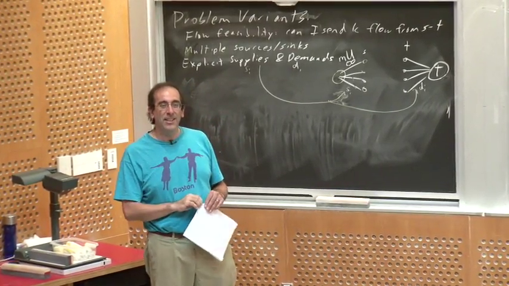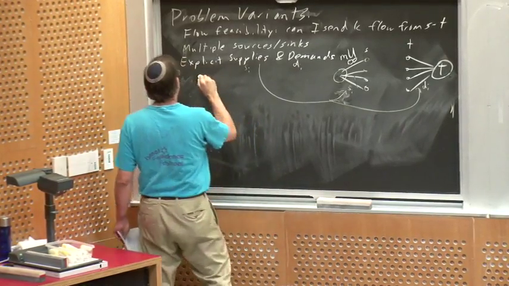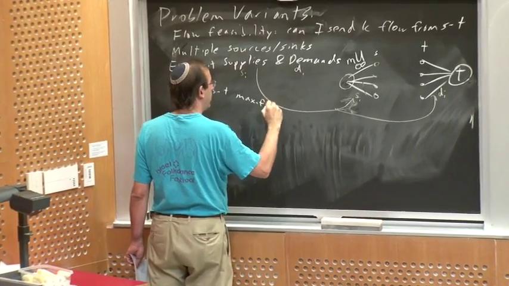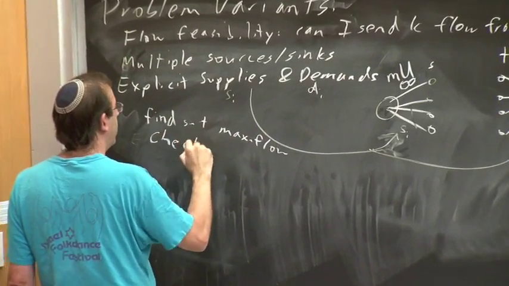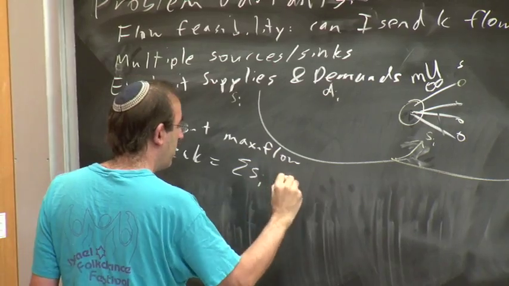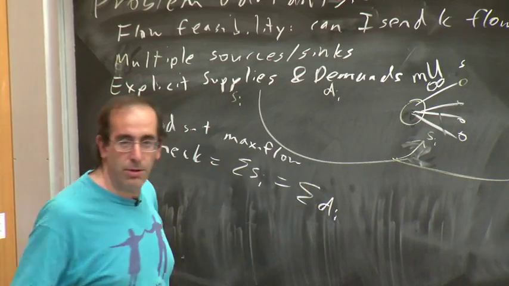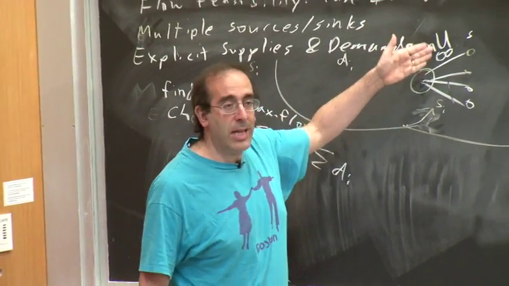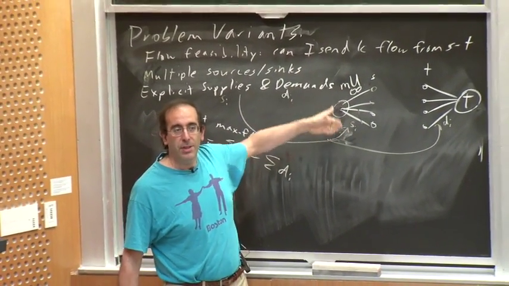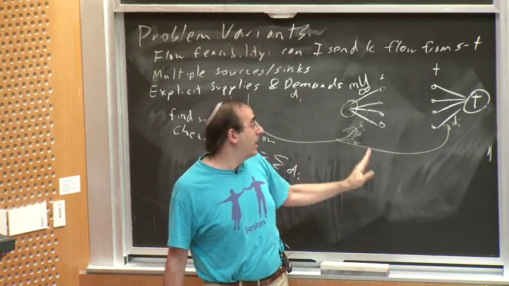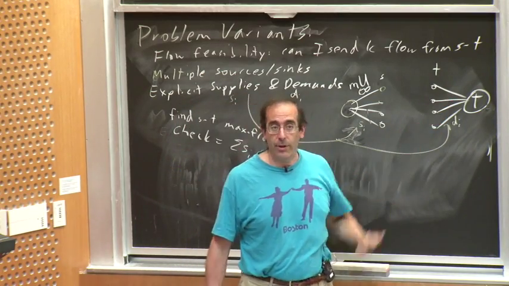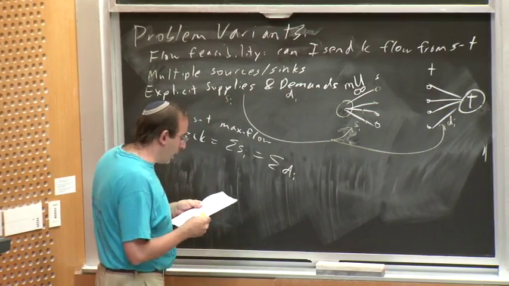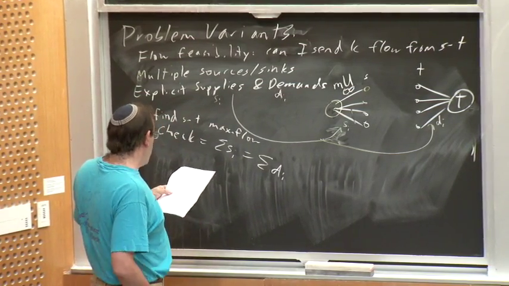Yeah? I find the max flow from the source to T and check if it's equal to the sum of the Si's, which should also be equal to the sum of the Di's, or there's no solution, right? Essentially what I'm checking is that I've been able to saturate each of these super edges to provide the supply that is requested and the demands that are requested. Okay? So that problem can be solved using max flow.